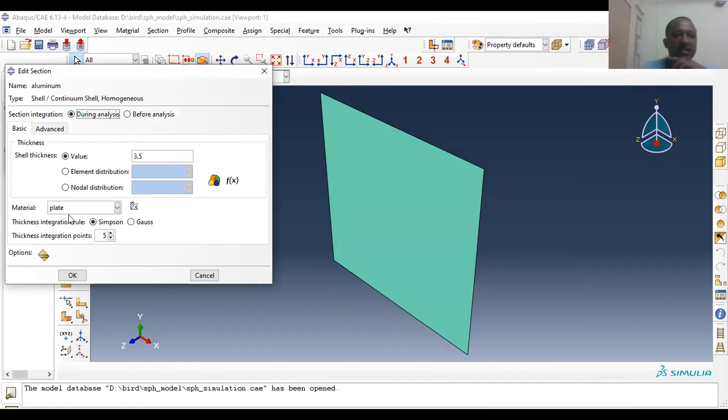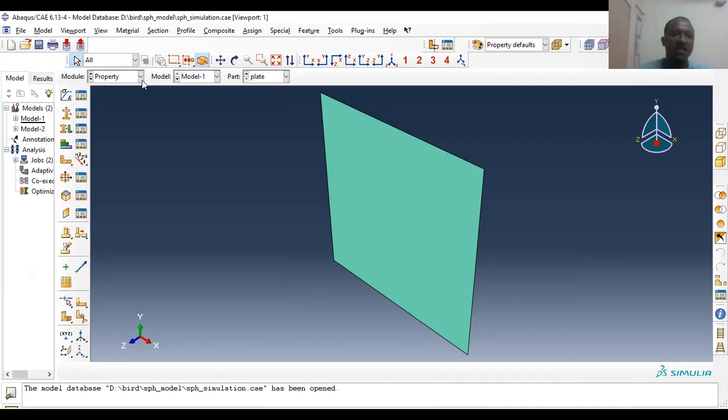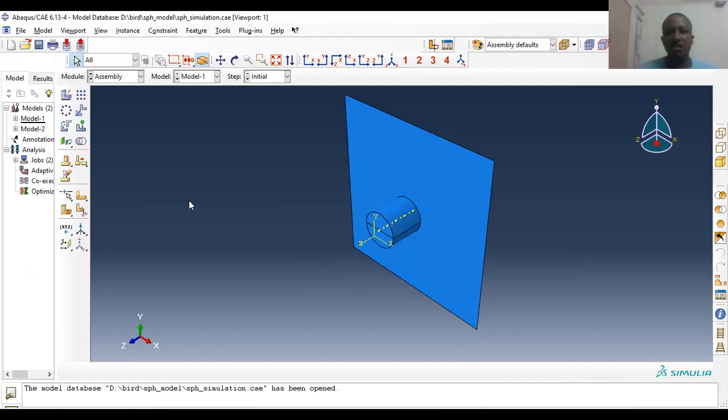Okay, the plate material is selected. So this is the way we can assign material properties. And then the next step is assembling the two instances. The bird instance as well as the plate instance are assembled in the assembly module. That module helps us to assemble them.